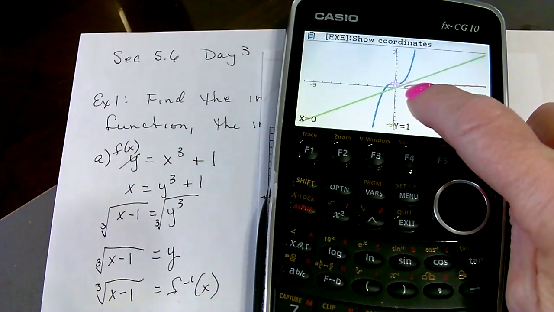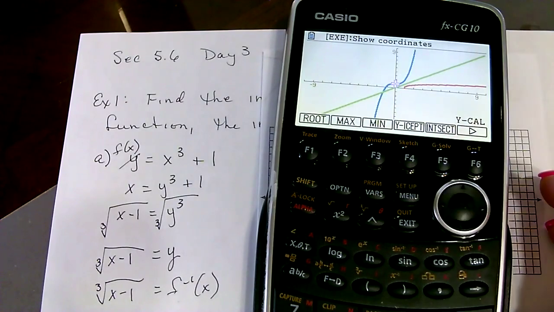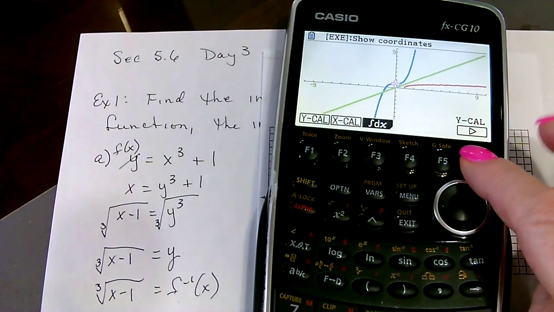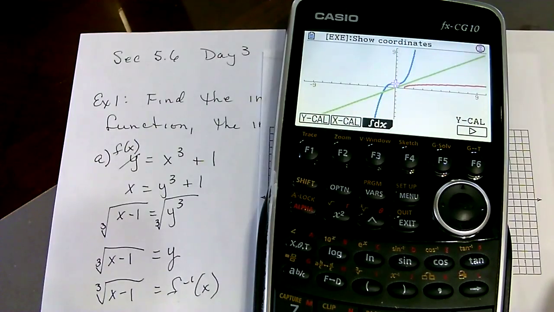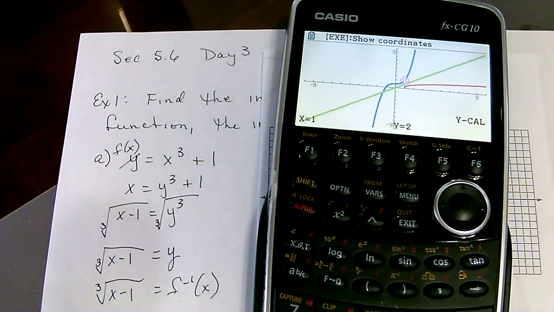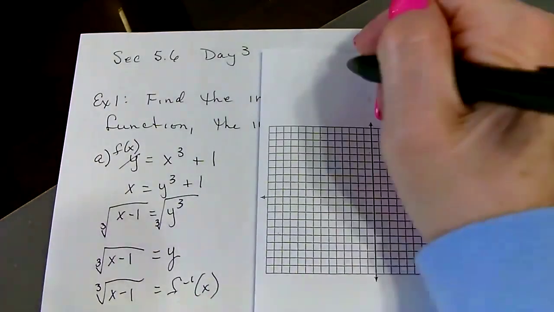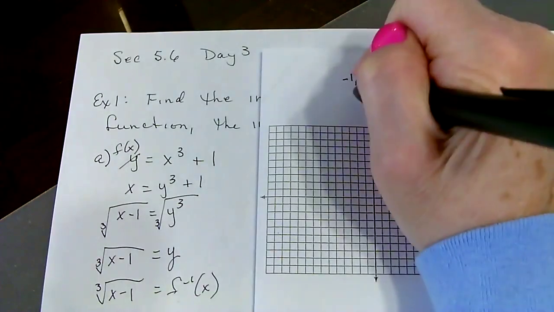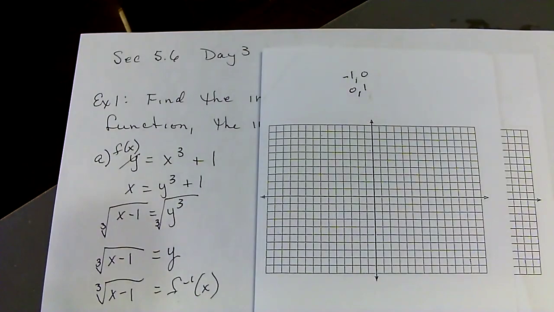Let's see what happens at +1. So once again, I'm going to hit graph solve, which is F5. I'm going to hit the F6 key, and I'm going to ask it for the y calculation for that blue graph when x is 1. And it gave me 2. Okay, so I'm going to transfer all those points. So we had -1, 0, we had 0, 1, and we had 1, 2.